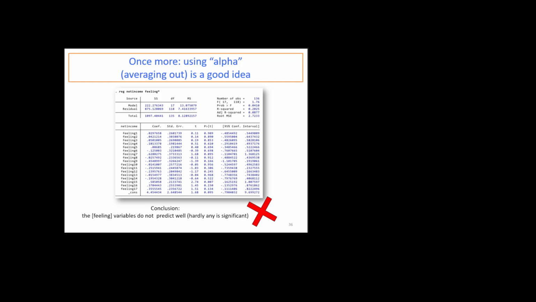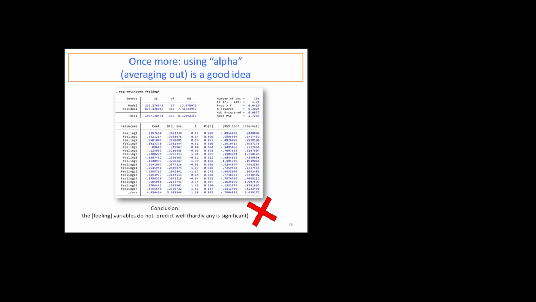Well, why is it a good idea to average out your score and generate a skill score? That's also useful for your statistical analysis. So if you would perform a regression analysis, here we did a regression with the variable net income. That was the question in the questionnaire: how much do you think you would earn if you are 30 years old? And then with all the independent feeling variables.